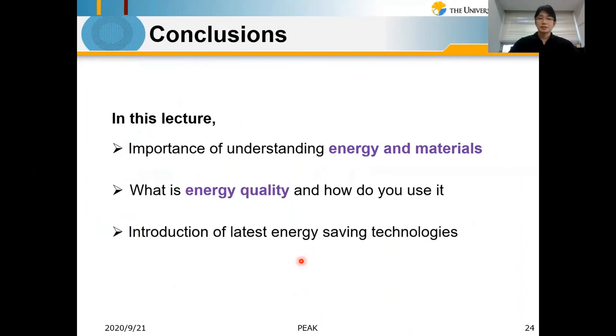Okay, in this lecture, I talked about the importance of understanding energy and materials. And also the key is energy quality. How to use it? Of course, I provided some examples, but this depends on you. The future.